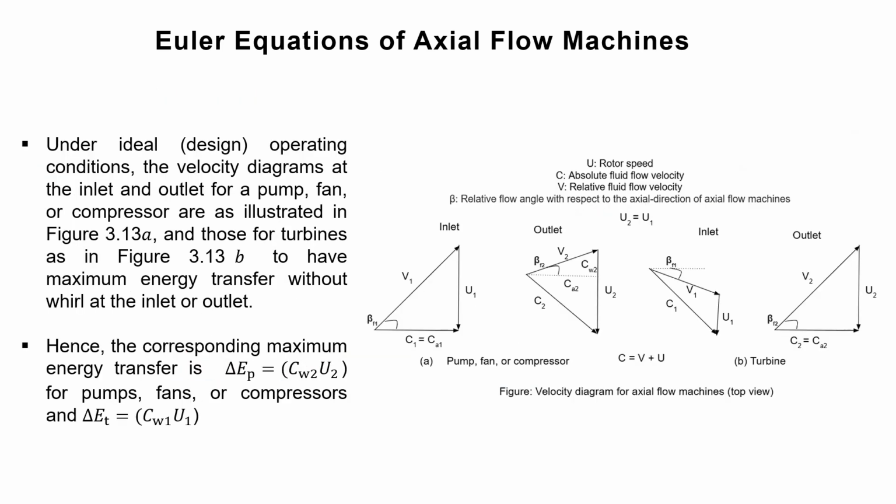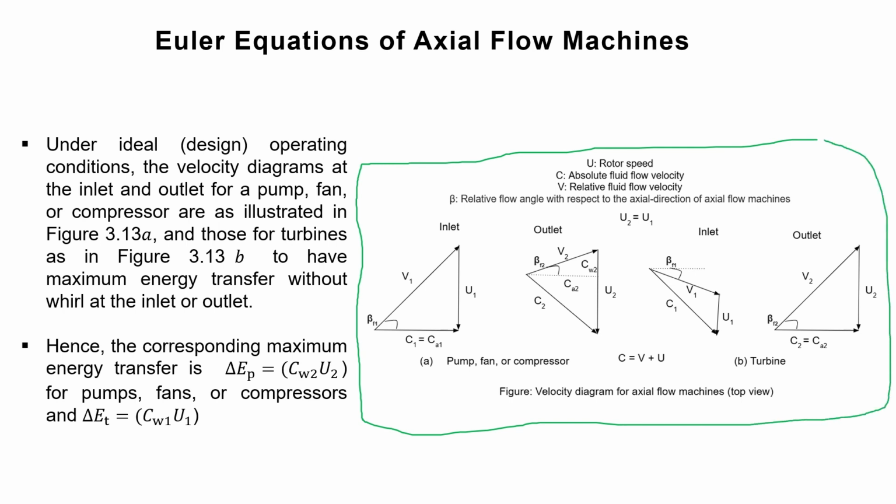Now I thought bringing this picture will illustrate the velocity triangle for an axial flow machine. Just remember, U represents the rotor speed, C represents the absolute fluid flow velocity, and V the relative flow velocity. Beta represents the relative flow angle with respect to the axial direction of the axial flow machine. The velocity triangle is different if you have a power producing machine or a power consuming machine.